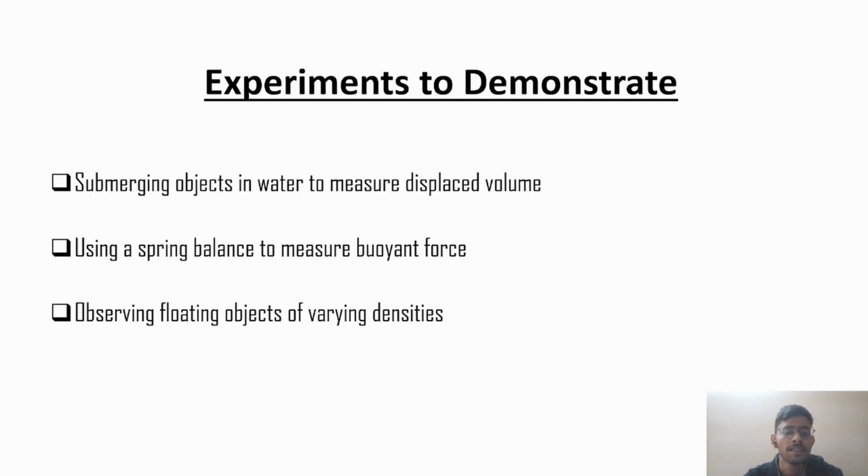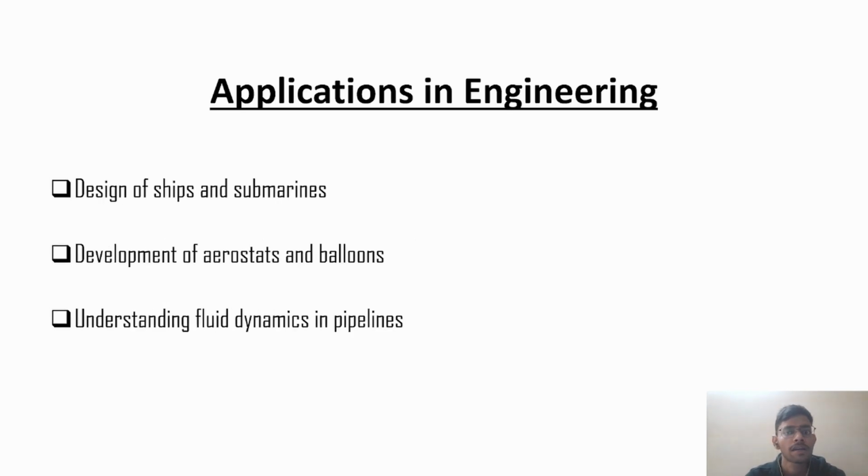Observing the floating of objects of various densities, we can see various objects floating with various densities in the ocean. So these are some ways we can show buoyancy and the Archimedes principle.